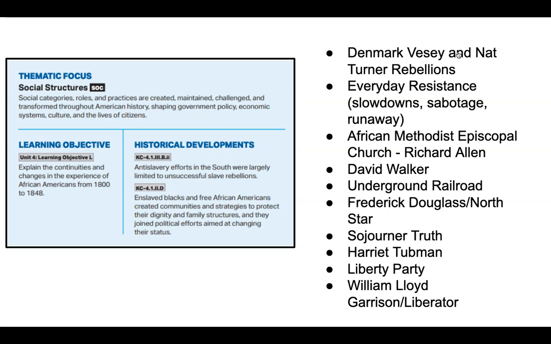You have a distinct African American culture developing and a distinct African American church developing out of the Second Great Awakening, like the African Methodist Episcopal Church. You have African American abolitionists like Frederick Douglass and Sojourner Truth and David Walker and Harriet Tubman, all leading the cry for freedom in the North and the South, and even taking distinct steps like the Underground Railroad to take enslaved African Americans out of the South and into the North up to Canada.